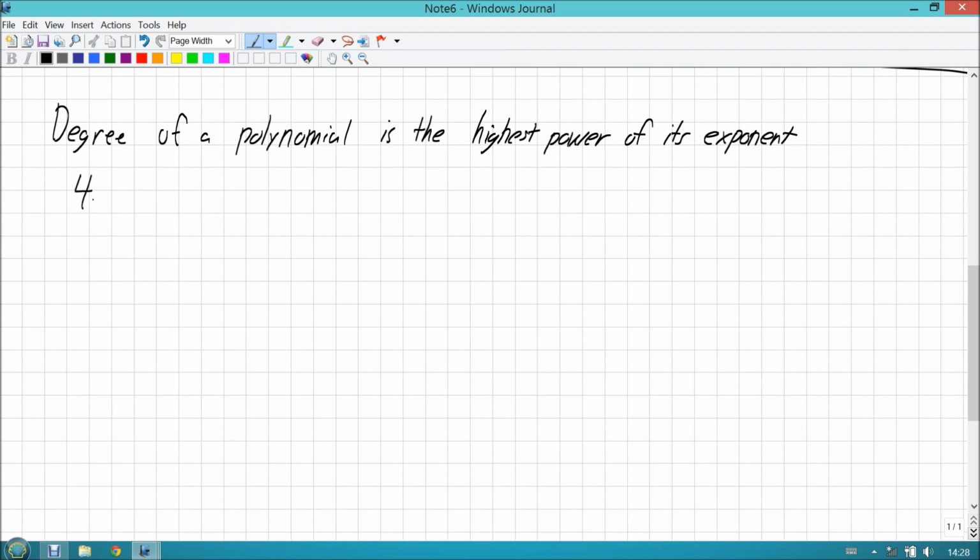So let's look at this binomial of 4x squared minus 25. What is the degree of this binomial? Well, its highest power is 2, so the degree would be 2. It is a second degree polynomial.